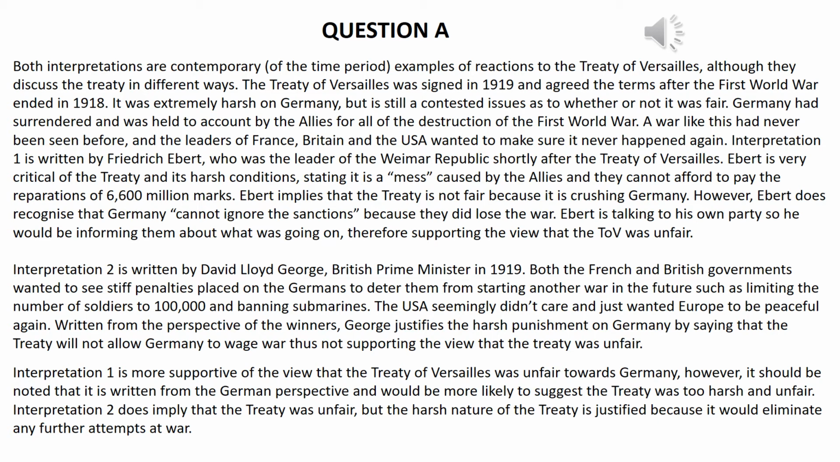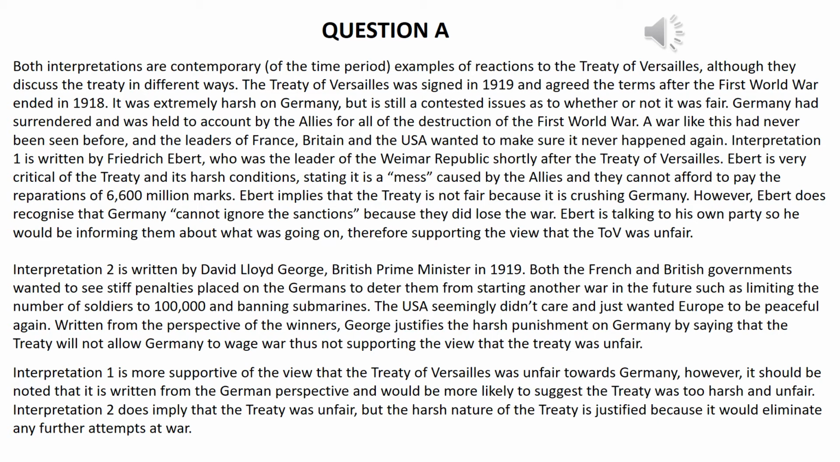Interpretation 2 is written by David Lloyd George, British Prime Minister in 1919. Both the French and British governments wanted to see stiff penalties placed on the Germans to deter them from starting another war in the future, such as limiting the number of soldiers to 100,000 and banning submarines. The USA seemingly didn't care and just wanted Europe to be peaceful again.